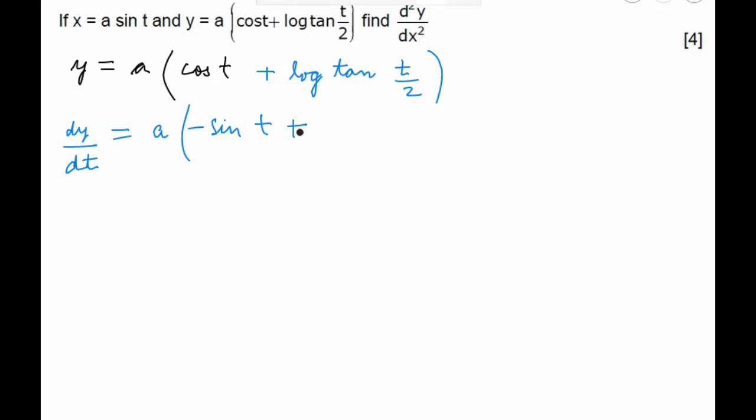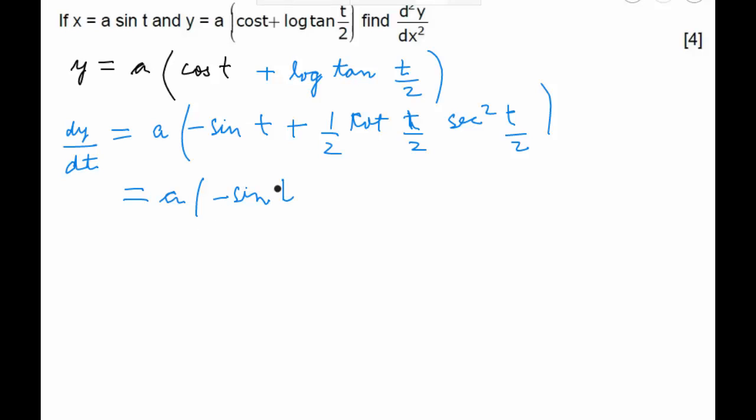Log gives 1 upon tan(t/2), or I may say cot(t/2), into tan gives sec²(t/2). t/2 gives us half. So this can be collected and written as a (−sin t + 1/(2 sin(t/2) cos(t/2))).